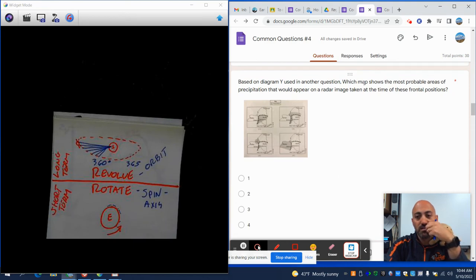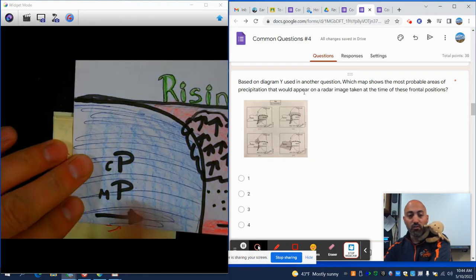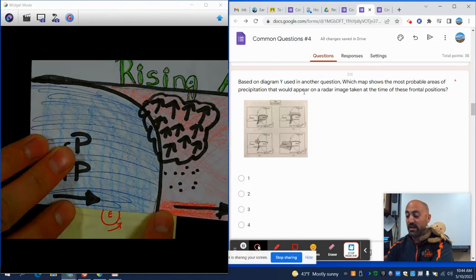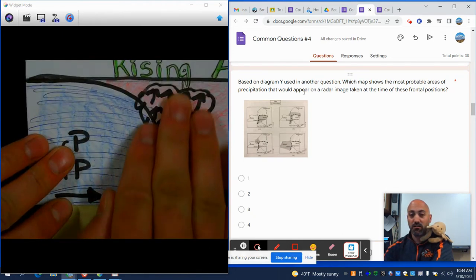Which one of these things is correct? You've got to remember, low is lousy. Okay. Low is lousy. I've got my diagram right here. Low is lousy. Cold fronts have precipitation right on the front. It's really heavy because there's all that rising air.